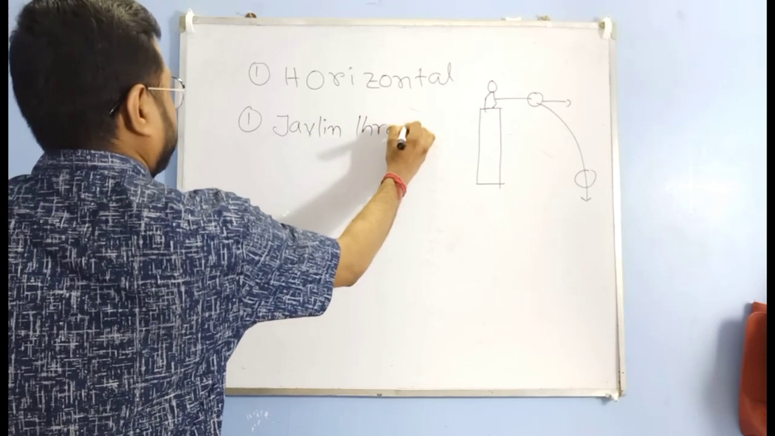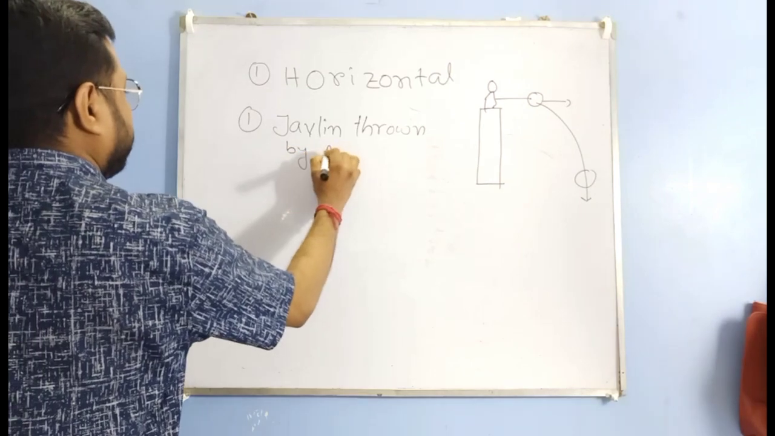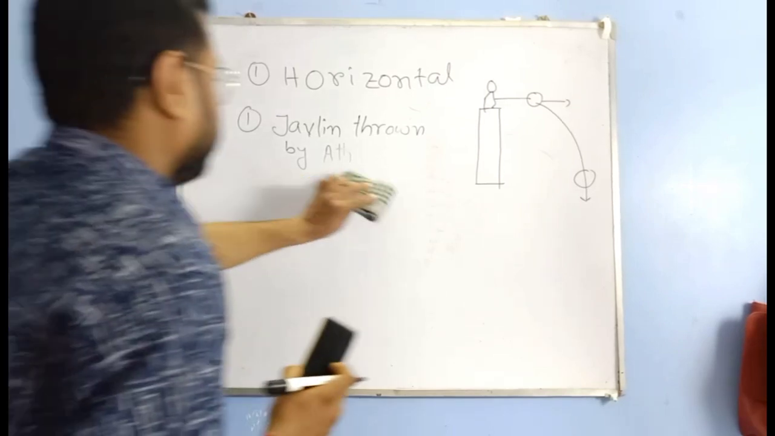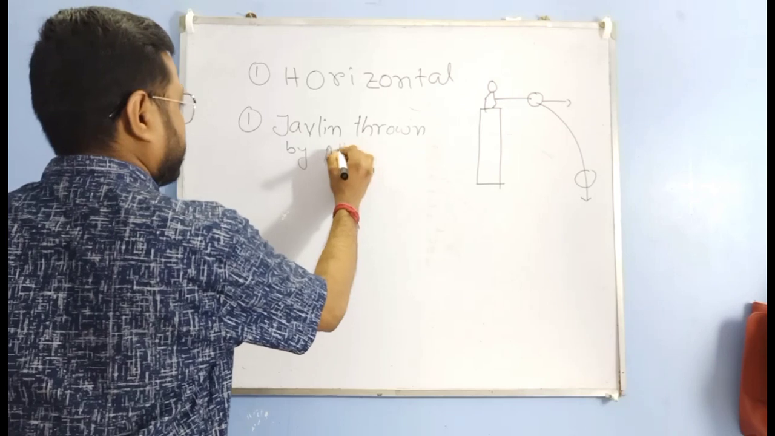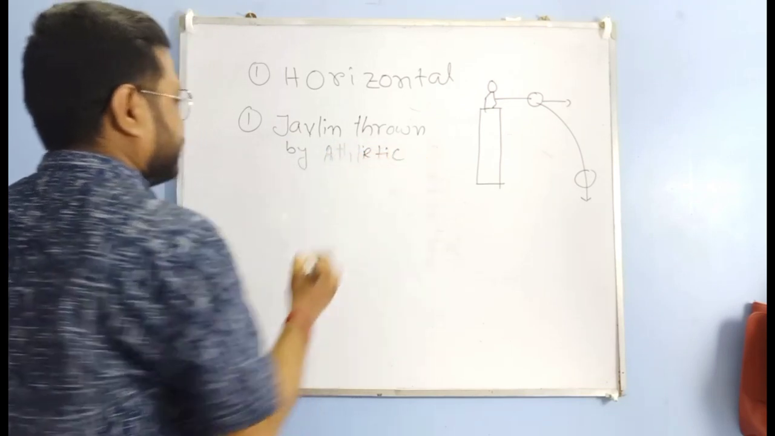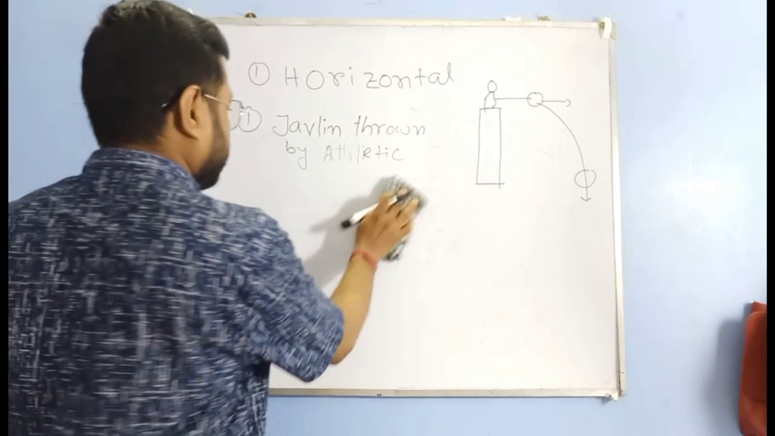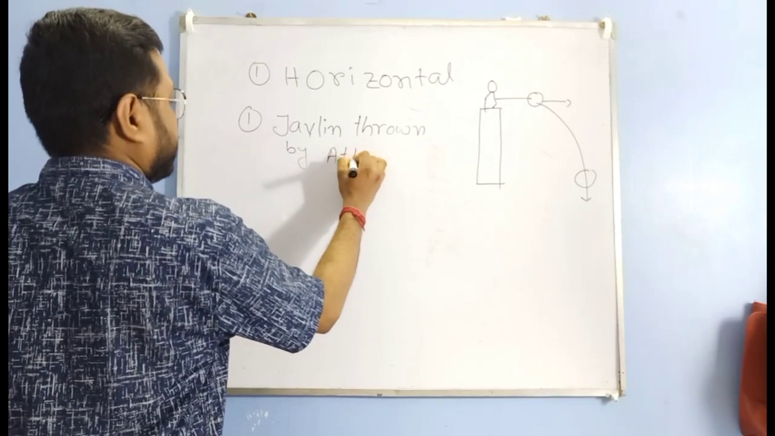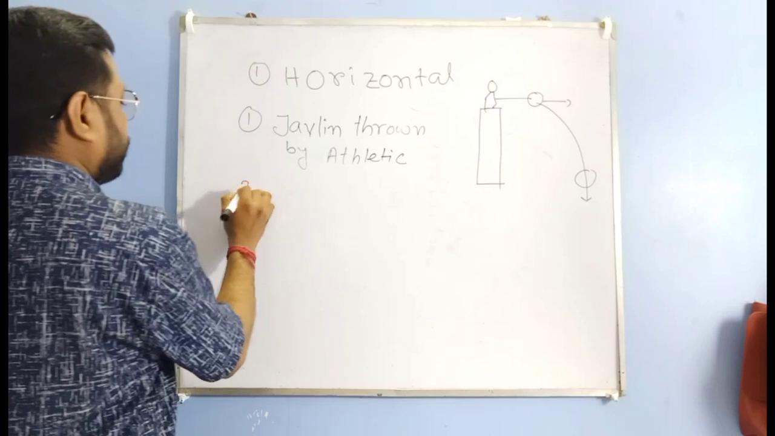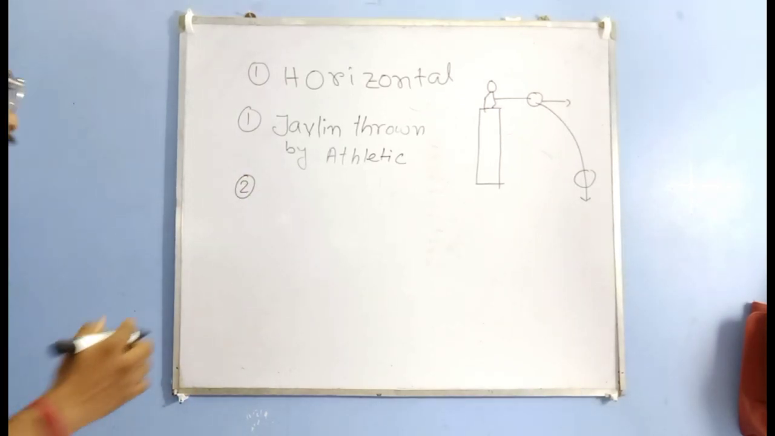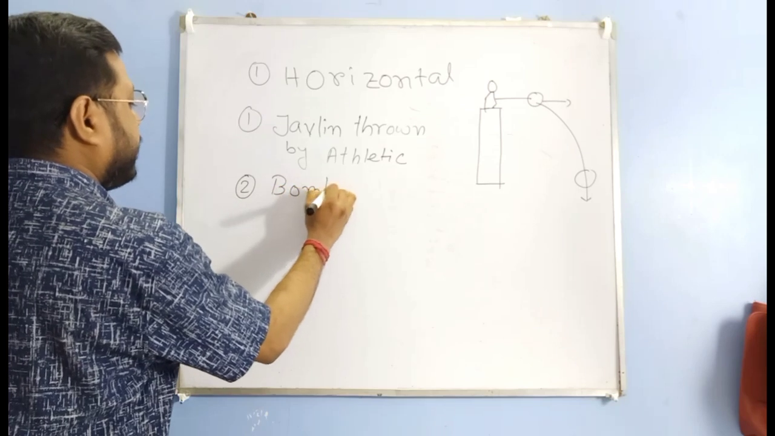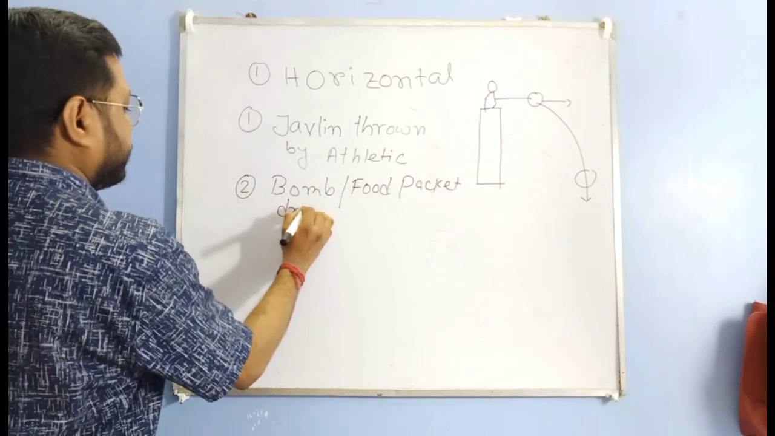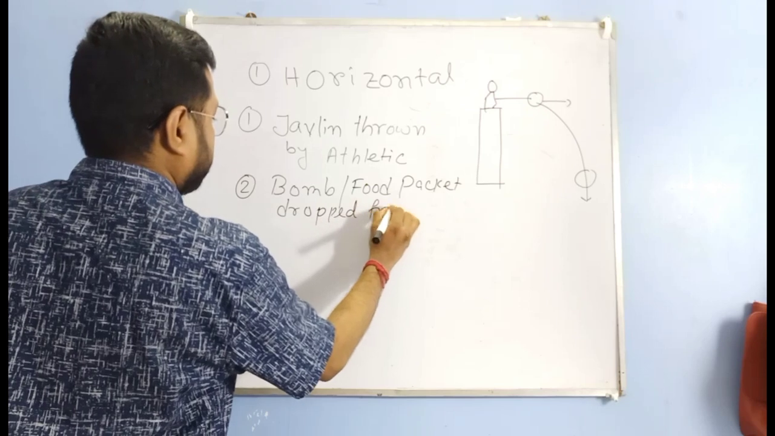by an athlete. Javelin throw by an athlete. Number two, horizontal projectile is a bomb or any food packet dropped from an aeroplane.